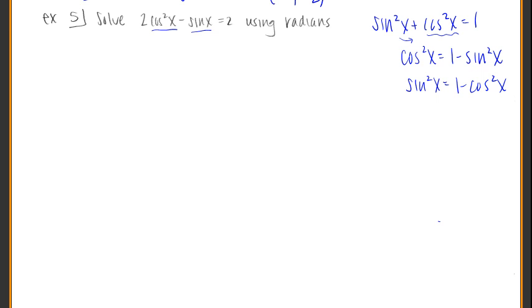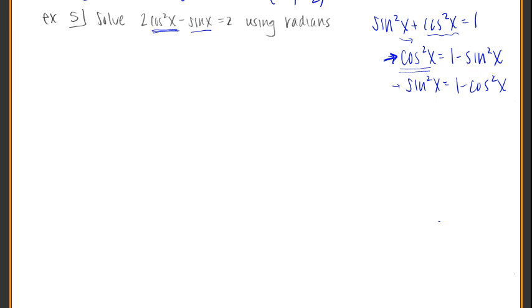Okay, so at this point I really have two options: I can rewrite cosine squared as 1 minus sine squared, or sine squared as 1 minus cosine squared. But if we go back to our problem, the only thing being squared is the cosine squared, so I don't really have two options. I can only use this very first one right here.